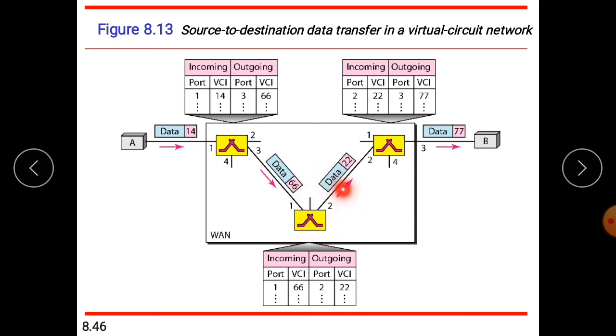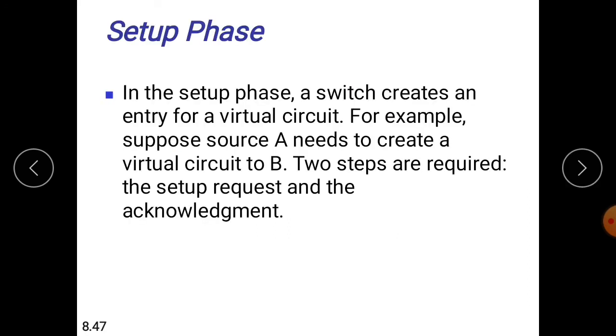This next switch will check its table for VCI 66 in port number 1; the output port is 2 and the VCI is 22. So the VCI is changed into 22 and it is forwarded to the next switch. The next switch will check its table and identify, for incoming port number 2 with VCI 22, outgoing port number 3 and VCI 77. So it will change the VCI into 77 and through output port number 3 it will forward it to B.